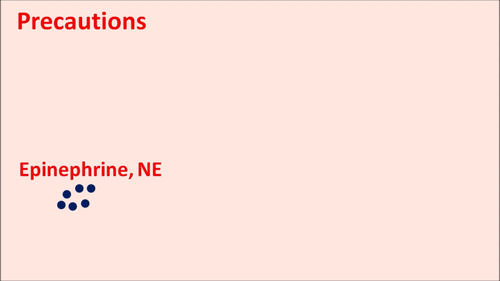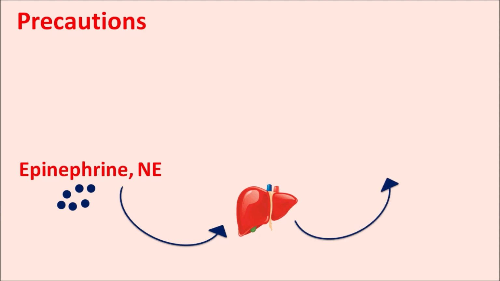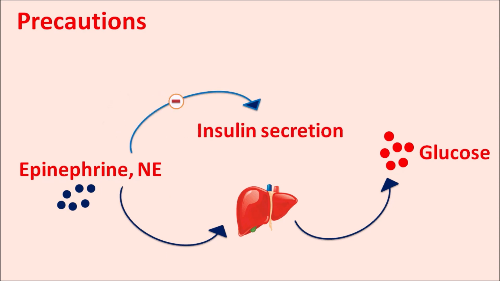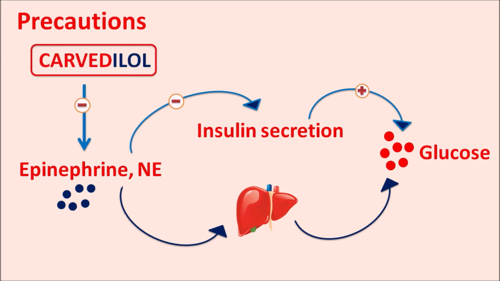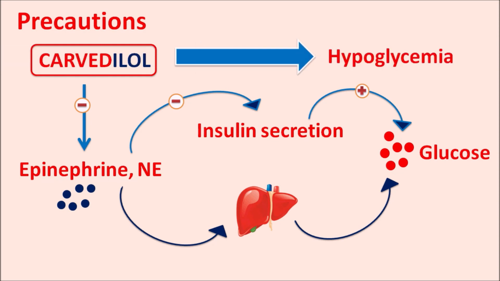Catecholamines like epinephrine and norepinephrine can control the glucose levels. They can act on the liver such that they produce hepatic glucose production. So, the sympathetic system can increase the glucose levels. Similarly, they can also block insulin release, and when insulin is not released, it can further increase the glucose levels. In this way, catecholamines can increase the glucose levels. Now, carvedilol can block the actions of catecholamines, thereby it can produce a sudden hypoglycemia in the patients.